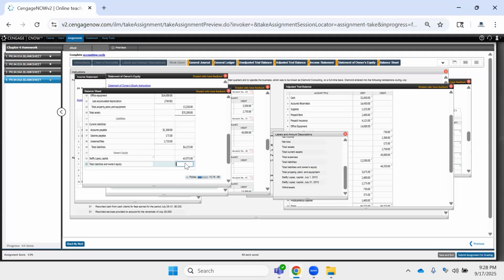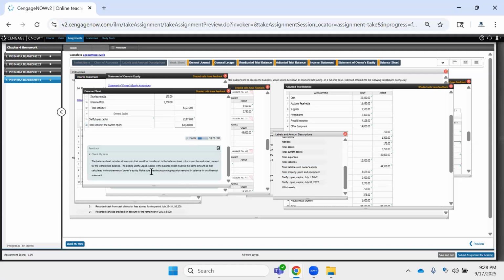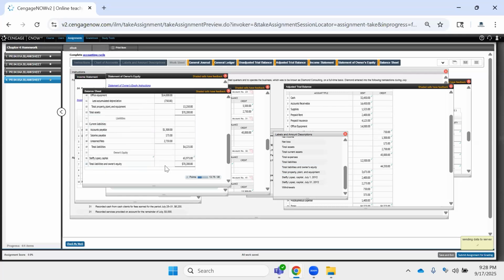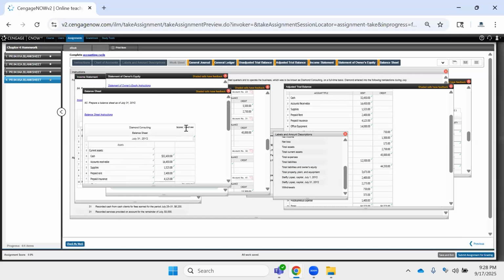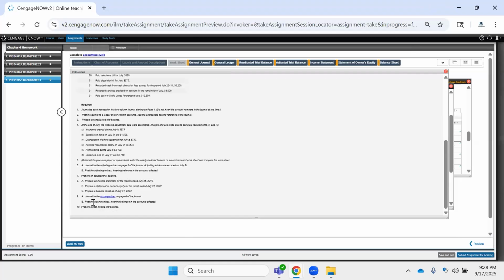And then the amount for total liabilities and owner's equity together, because we have to add them together, is going to be equal to our assets, but also it's going to foot if we add it up on its own, $70,200. And that is it for our balance sheet. So now that we've prepared the financial statements of the business, it's time to prepare closing entries.